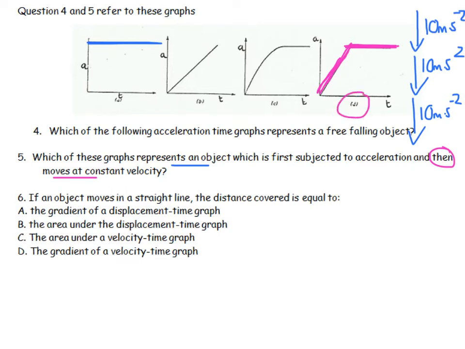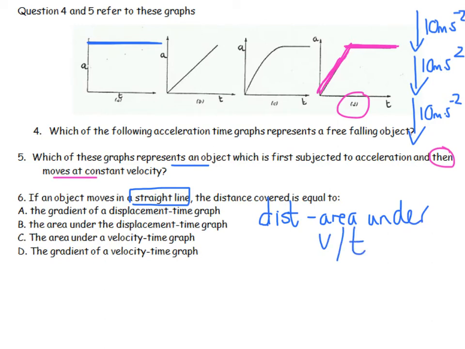If an object moves in a straight line, the distance covered is equal to. So distance is, we've got gradients and areas over here. Remember what distance is equal to. It is like displacement if we're moving in a straight line, and therefore distance is going to be the area under the velocity time graph. So let's look for that area under the velocity time graph. C is your correct answer.